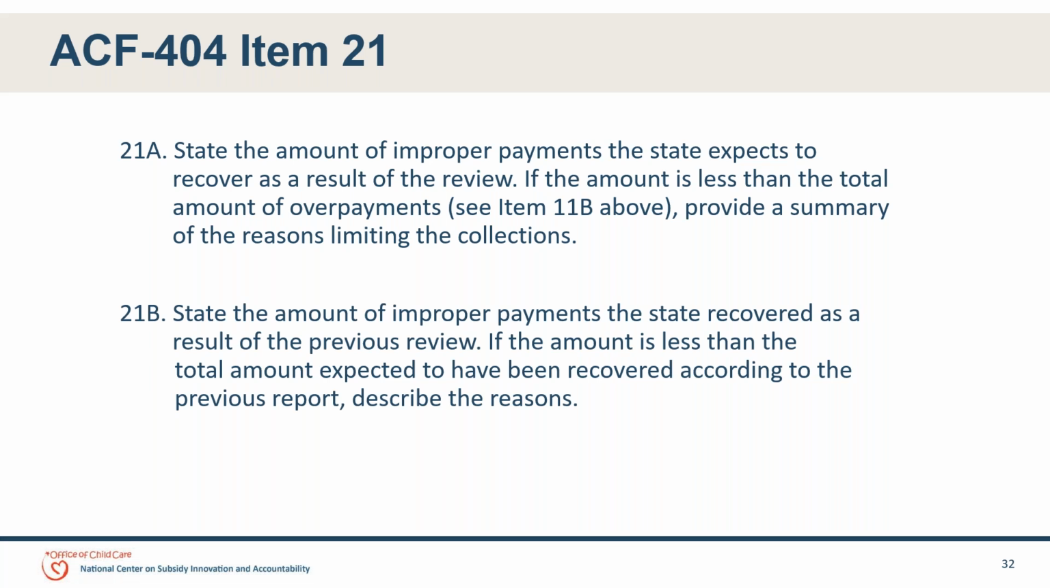And in 21B, you'll enter the amount that was collected as a result of the previous review. And if it was less than the amount that you expected to recover, then describe why. So you will need to refer to item 21A on your 2021 report, the report from 3 years ago, to see what that expected amount was.